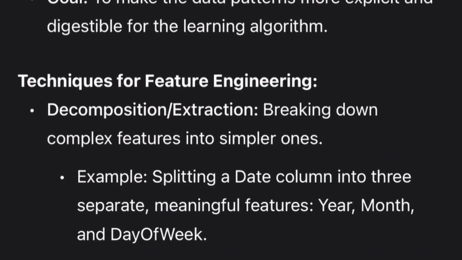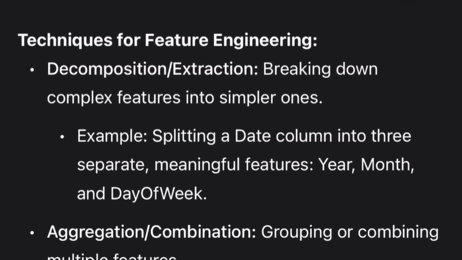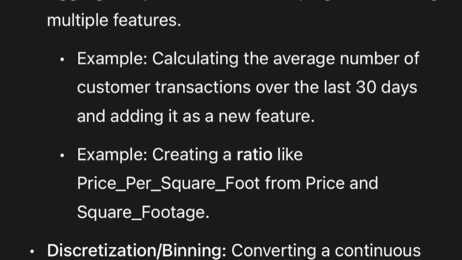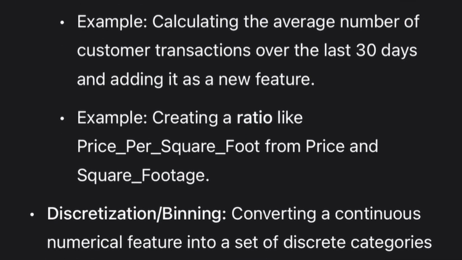Decomposition/extraction, breaking down complex features into simpler ones. Example, splitting a date column into 3 separate meaningful features, year, month and day of week. Aggregation/combination, grouping or combining multiple features. Example, calculating the average number of customer transactions over the last 30 days and adding it as a new feature. Example, creating a ratio like price_per_square_foot from price and square_footage.